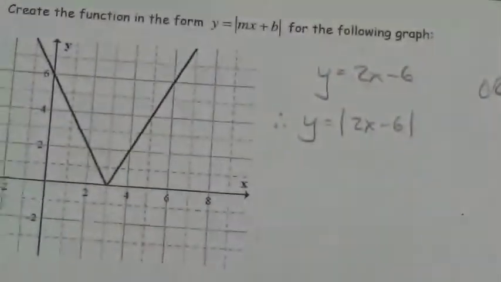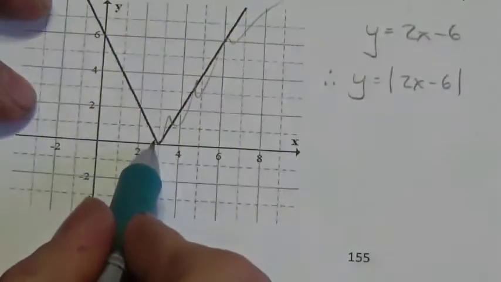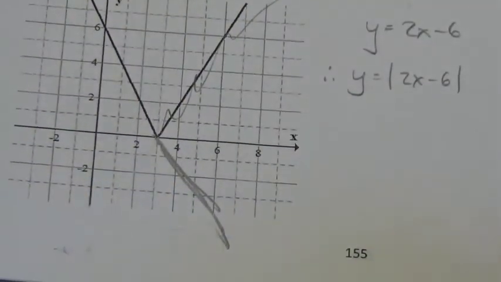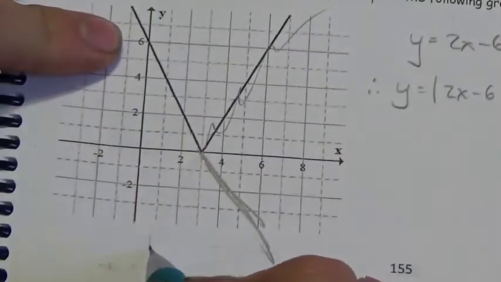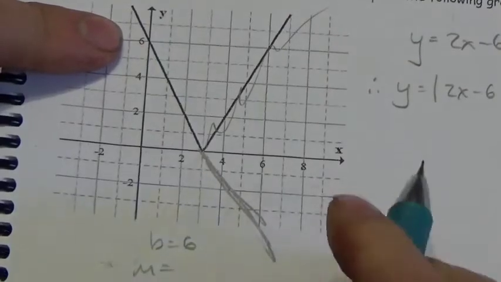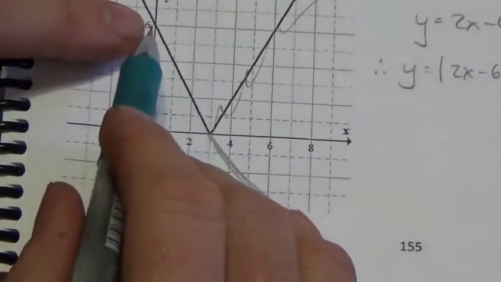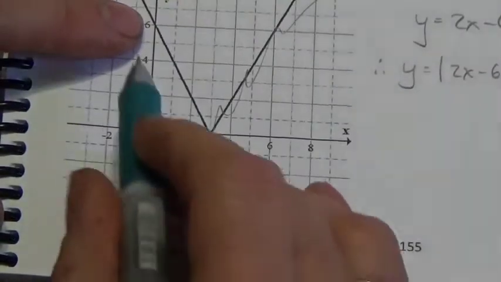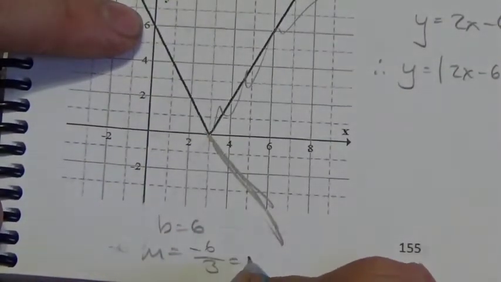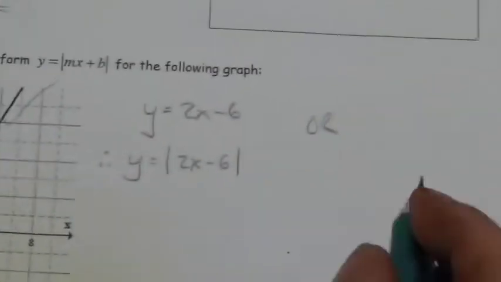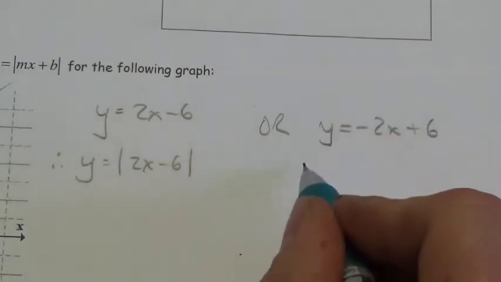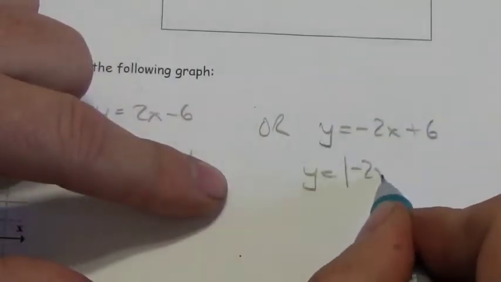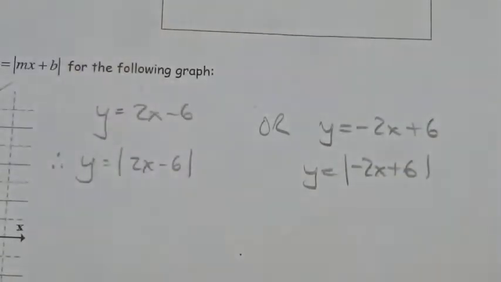Or I could have reflected this part of the line down. In which case, if I get rid of this, this graph's just going to drop down like that. Now it would have looked better, obviously, I'm just doing that real quick. Notice that the y-intercept here is +6. My slope, to go from here to this point right here, I dropped 6. That's a drop of -6, and I go over 3. So that's a slope of -2. So the original function could have been -2x plus 6. And then once again, all I do to get the graph that I'm seeing is put the absolute values around that. Either one of those is totally correct.